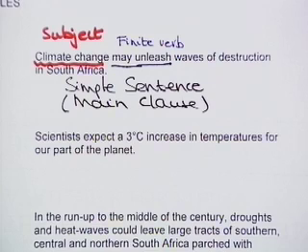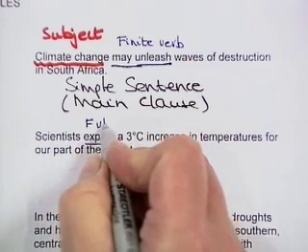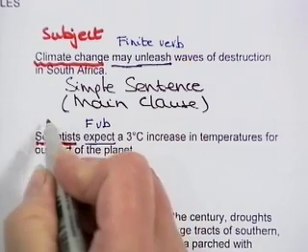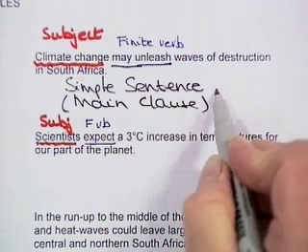Let's look at our second example. Scientists expect a 3°C increase in temperatures for our part of the planet. We start with find the finite verb. And what do we find? Expect. Just one word here, that's our finite verb. Find the subject. Ask who or what before the verb. Who or what expect? Scientists. So that's our subject. One subject, one finite verb. It is again a simple sentence.